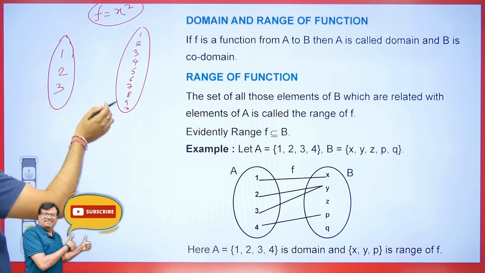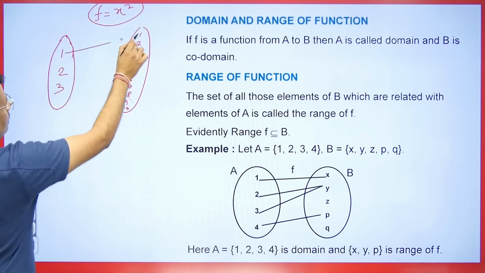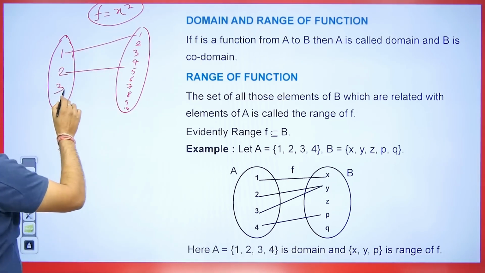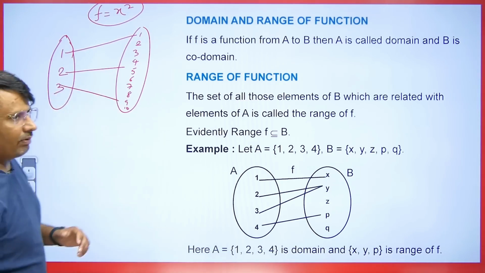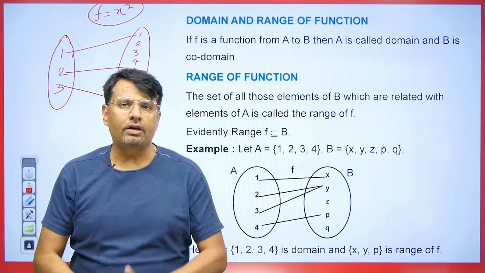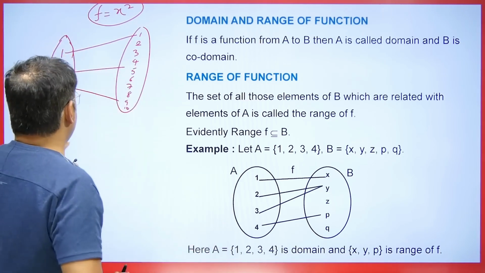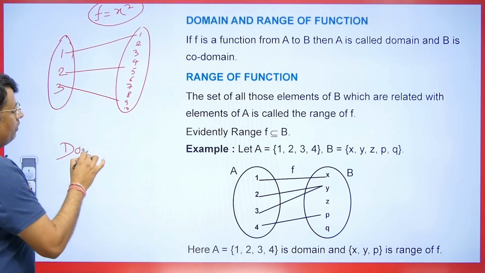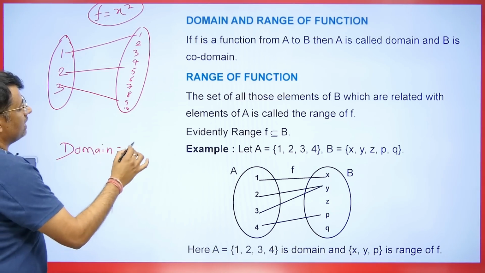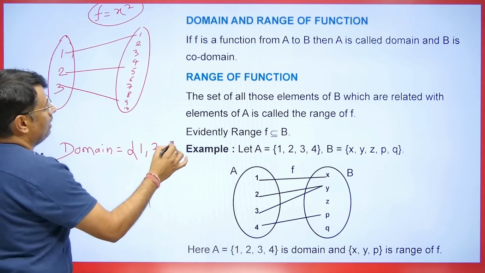And students, I am saying to you that the square of 1 is 1, the square of 2 is 4, the square of 3 is 9. Am I right or wrong? And now, if it asks you what will be its domain, codomain and range. So students, this element which is here, it will be our domain, okay? If it asks you what is the domain of this function, the domain will be 1, 2 and 3.